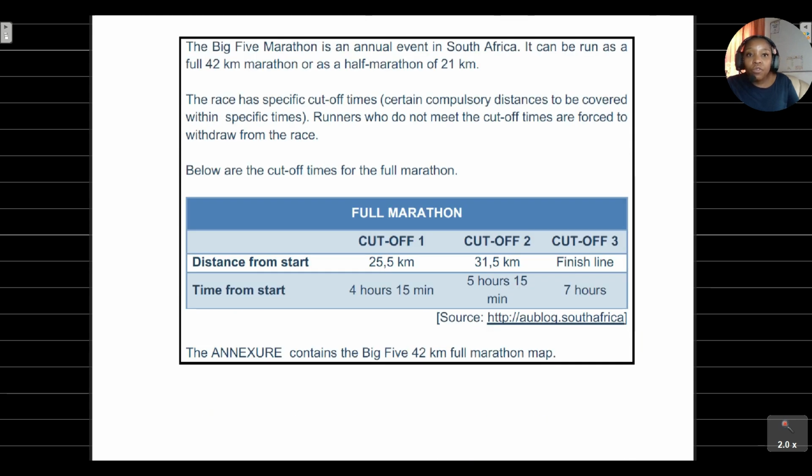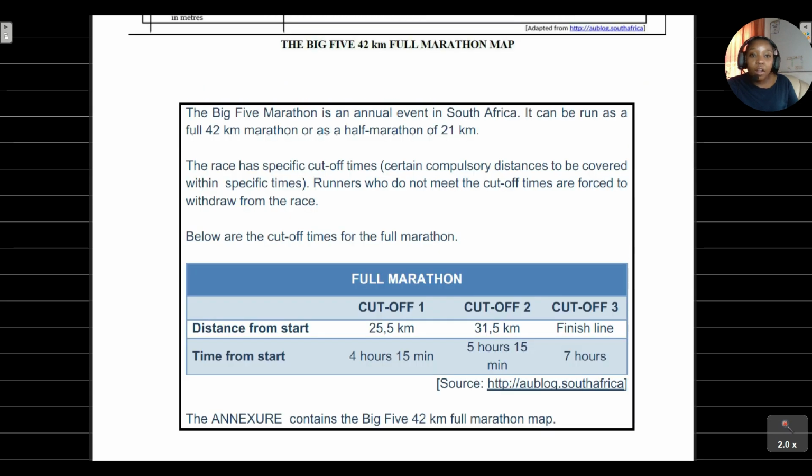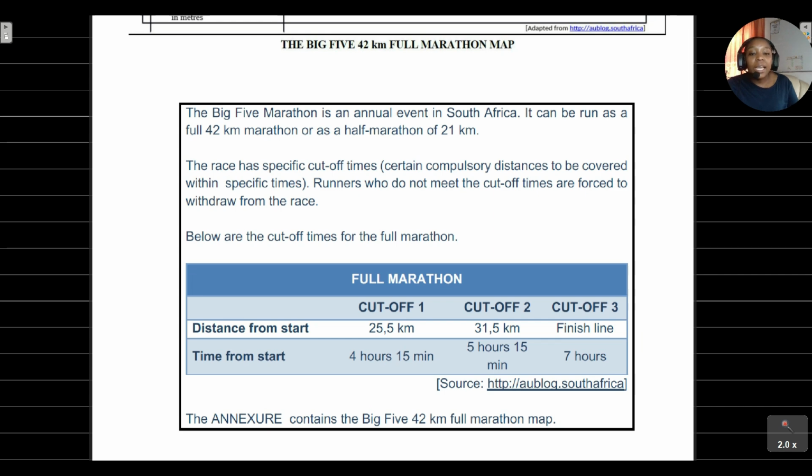Cool stuff. And then below are the cutoff times for the full marathon. If you want to partake in the full marathon, the 42 kilometers, they're telling us that the distance from the start to cutoff number one is 25.5 kilometers. Cut off number two is 31.5 kilometers, so from the start to that point it's 31.5 kilometers. And then cut off number three is the finish line, which is 42 kilometers.